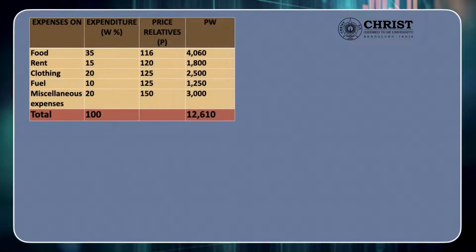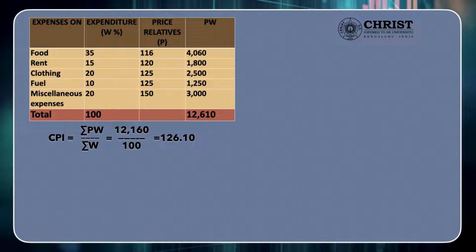We are doing the solution. The expenses are shown in the table. The percentage or expenditure is the weight, the price relatives are the P values, and the last column is the PW values. Now for the consumer price index, we can use the family budget method. The equation is CPI is equal to sigma PW divided by sigma W. Substituting the values, we get CPI is equal to 12,610 divided by 100. So the index is 126.10.